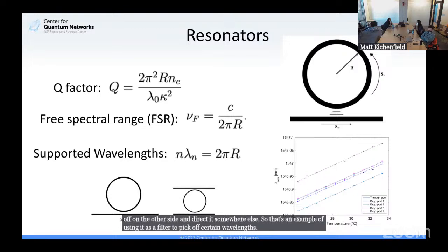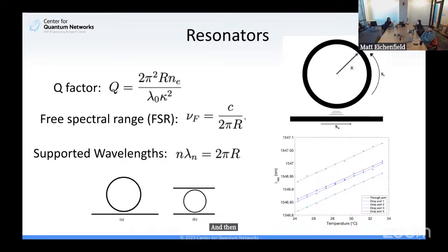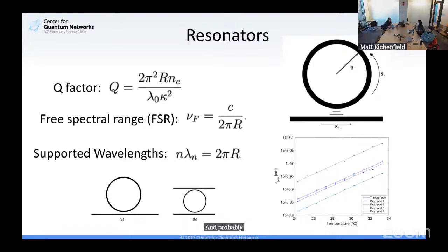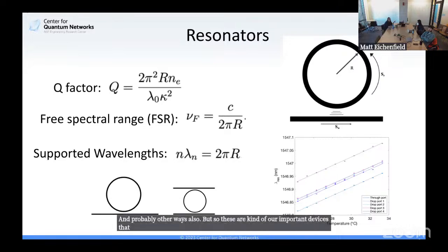And then the other useful thing about resonators is that they're tunable. You can tune them either electro-optically, like we talked about with the Mach-Zehnder, where we change the effective index and therefore the resonant wavelength, or you can tune them thermally or magneto-optically, and probably other ways also. But these are our important devices that will come up today, most likely.